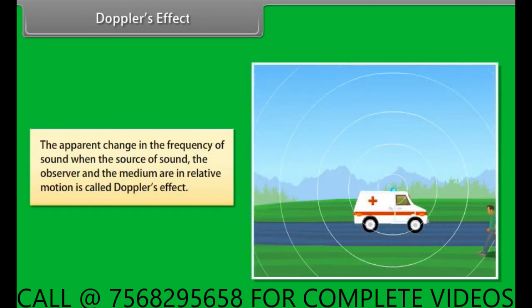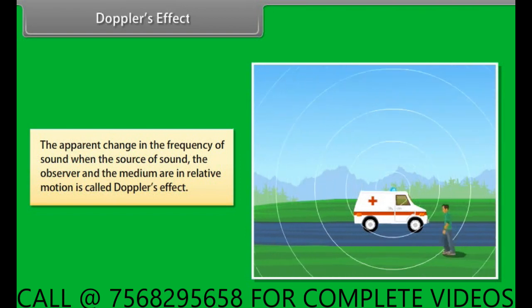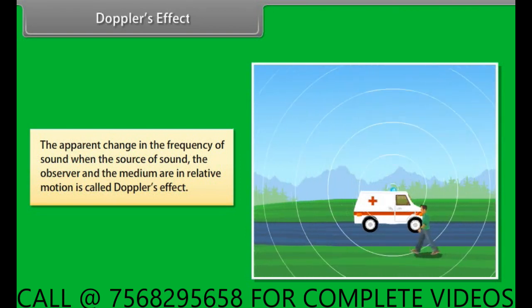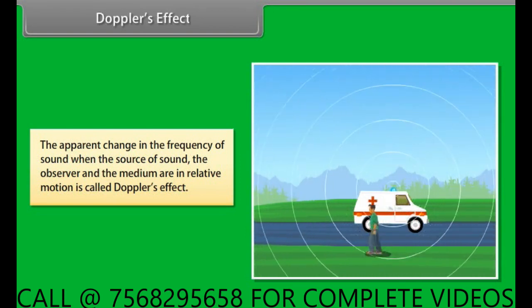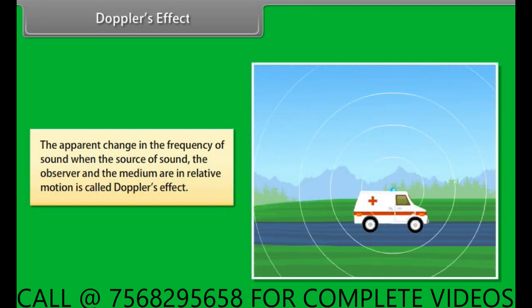Doppler's effect. The apparent change in the frequency of sound when the source of sound, the observer, and the medium are in relative motion is called Doppler's effect. Let us now discuss the apparent frequency of sound in different cases.